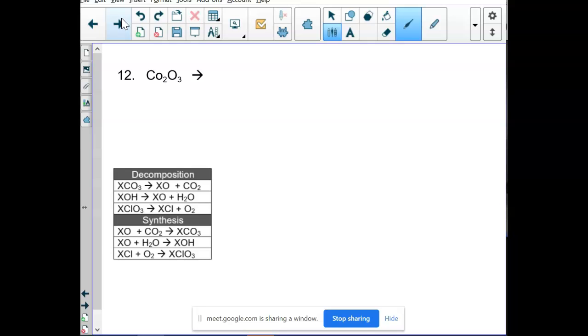Let's go to 12. So this can only be a decomp, right? Because there's only one thing before the arrow. So is it one of these? Oops, I didn't mean to put a mark on that. It's not one of these. It almost looks like this first one, but that's cobalt, isn't it? Because that's a lowercase o. So it's none of these decomps. So the only thing it can be, if it's one thing before the arrow, is the elements breaking apart.